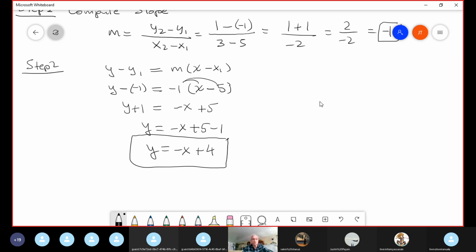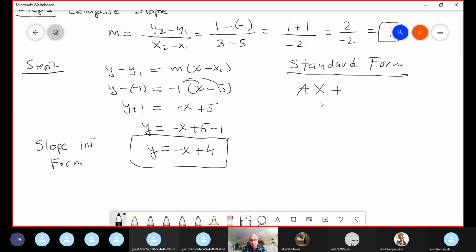Sometime in the test, they want, or I want, you to express it in slope-intercept form, or you express it in standard form. But this is easy, because the standard, remember, is that way, ax plus by equals c, no?